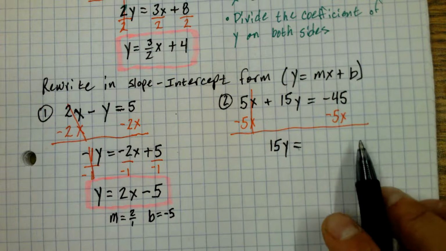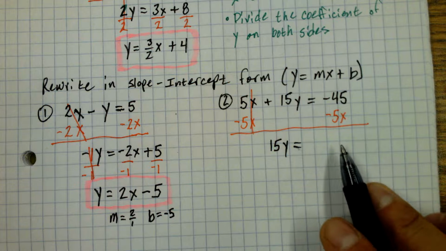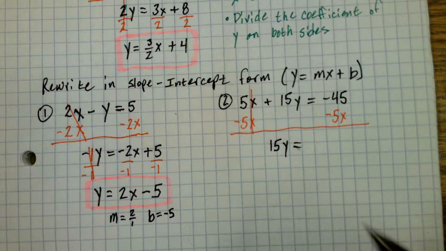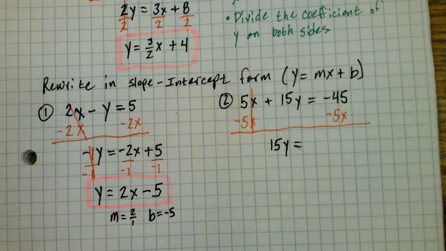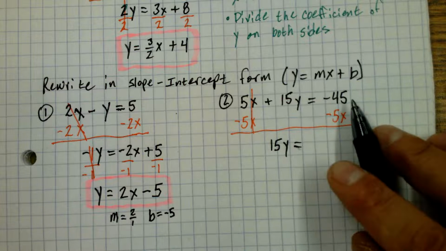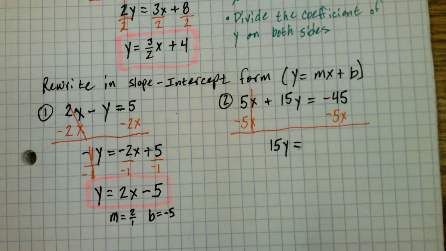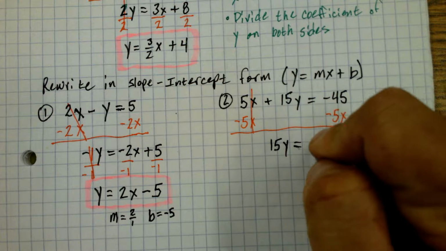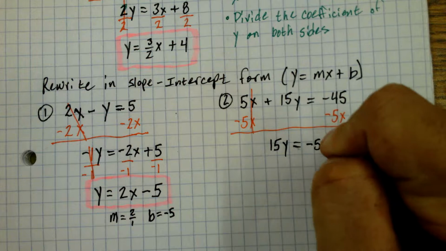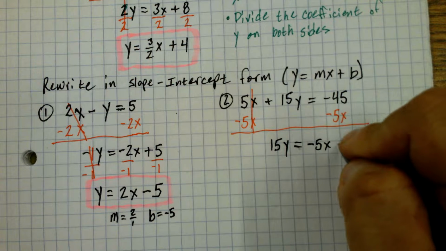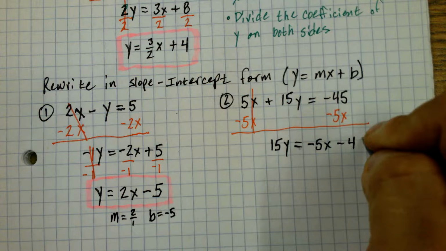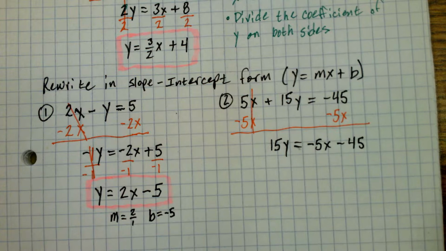Equals, well, what am I going to write on the right-hand side? Well, remember, we can't combine them. One's a constant, one's a variable. So keep them separate. I'm going to write negative 5x first, and then minus 45 second. Okay? So now I have that.